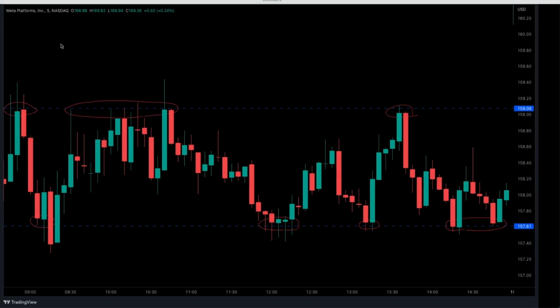So I zoomed in on a Facebook chart, 5-minute time frame. Found a tight period of consolidation and just showed you guys basically what lows look like at support and what the highs look like at resistance.